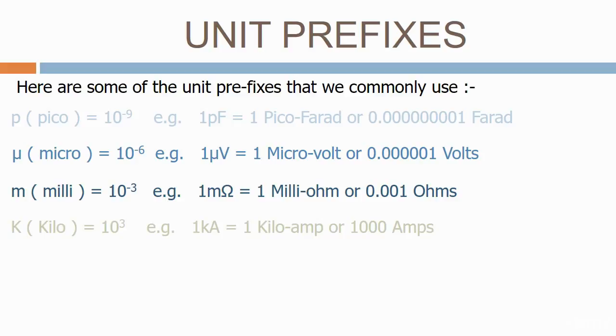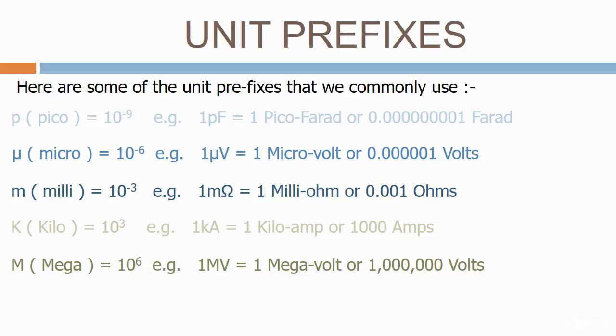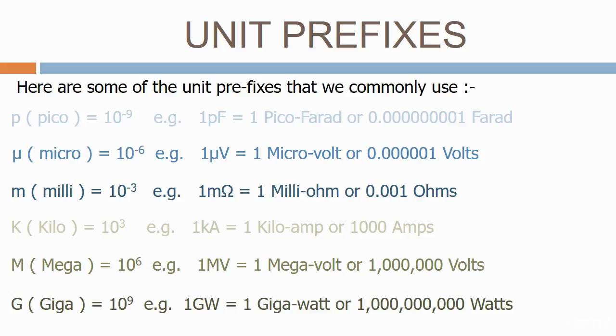Then we have K or kilo, that's 1,000 units. E.g. 1 kiloamp is 1,000 amps. Next is M or mega, that's a million units. E.g. 1 megavolt is a million volts. And finally G or giga, that's a billion units. E.g. 1 gigawatt is a billion watts.